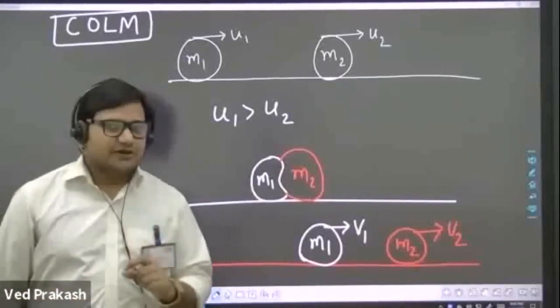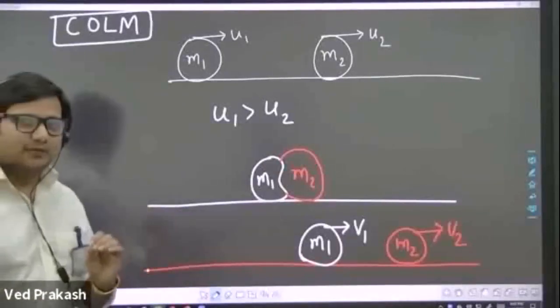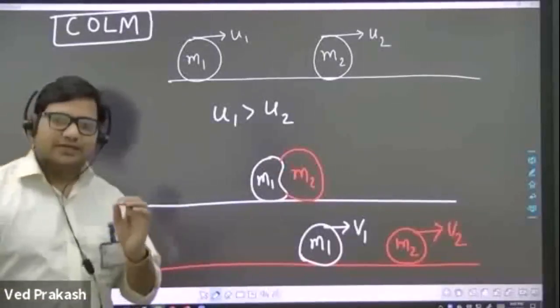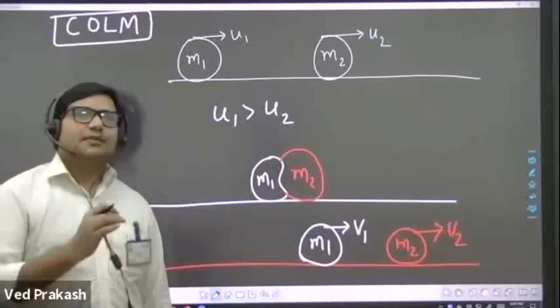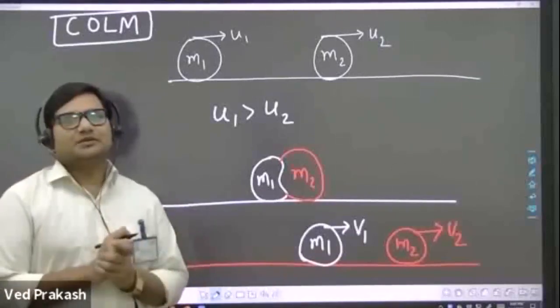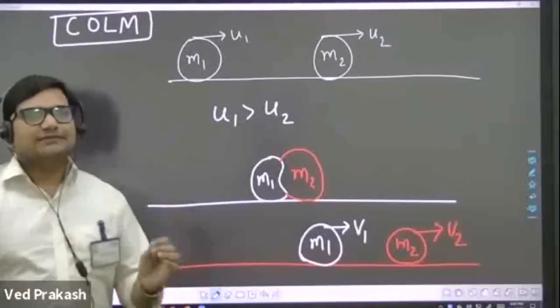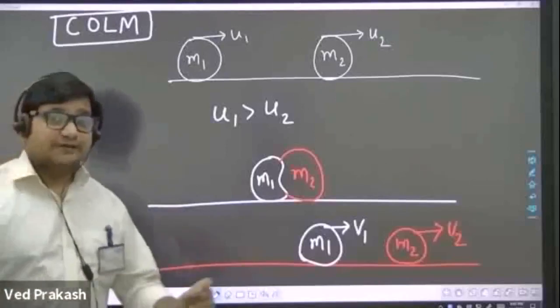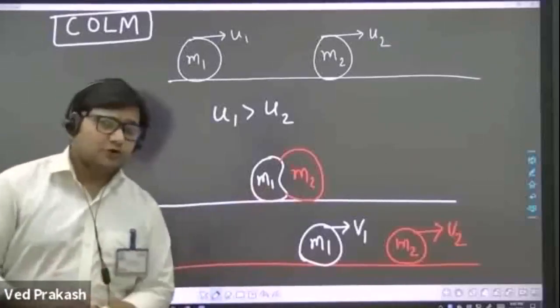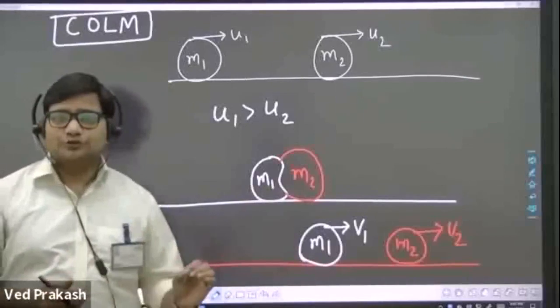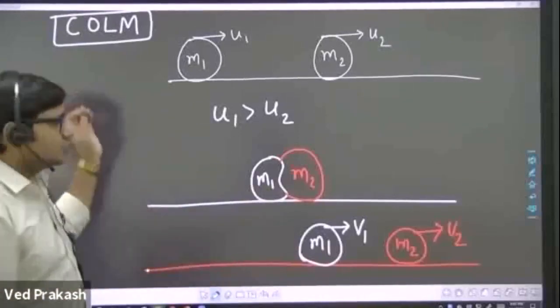In this lecture, we will start with conservation of linear momentum. What is linear momentum? Linear momentum is the product of mass and velocity, right? So if any object having mass m is moving with velocity v, then the linear momentum of that object will be equal to m into v. So let's start learning conservation of linear momentum.